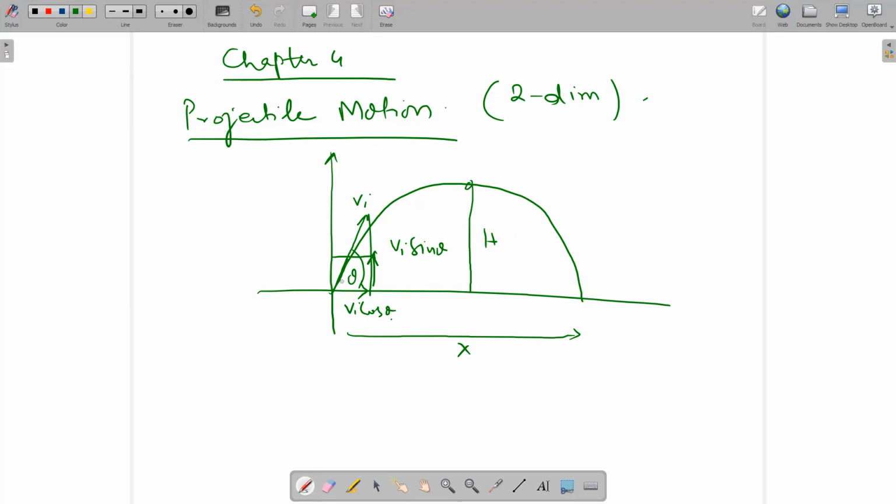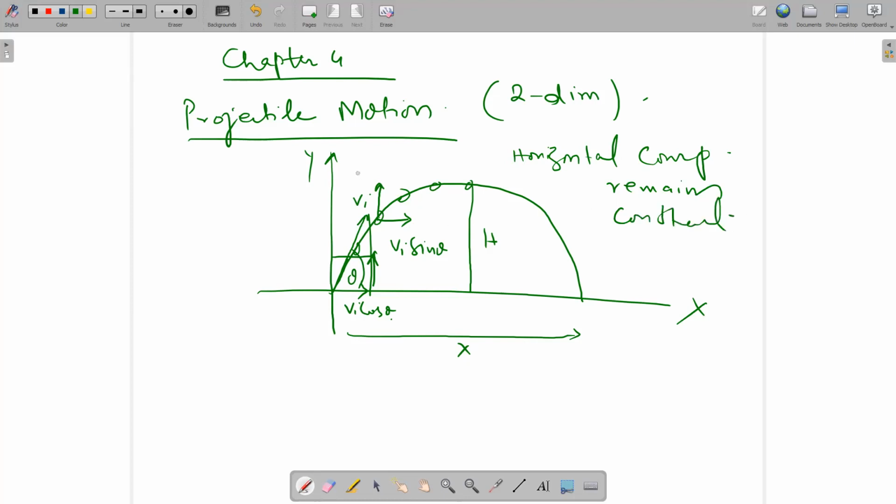So when you throw the ball with some angle, making an angle theta with the horizontal x-axis, and this is the y-axis, then the ball is moving up. So when the ball is moving up, its horizontal component is this one and vertical component is this one. So the horizontal component remains the same. Horizontal component remains constant. But the vertical component changes from point to point.